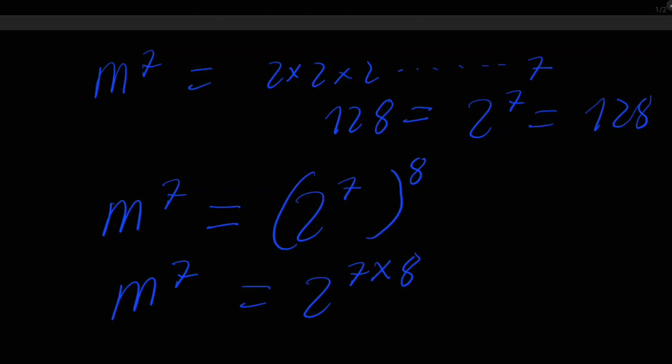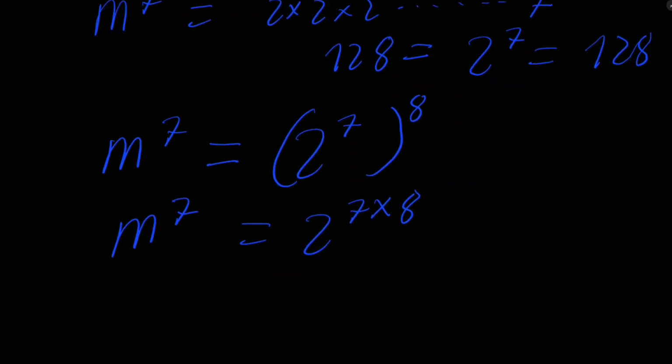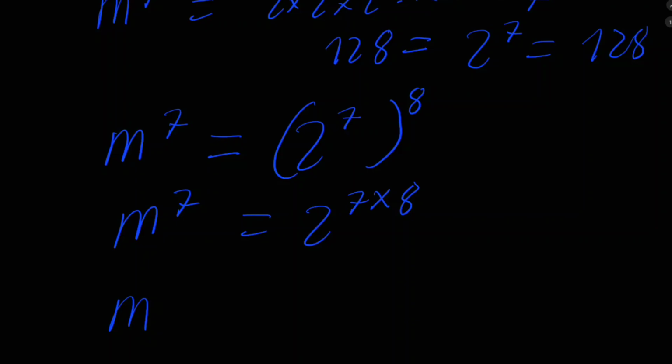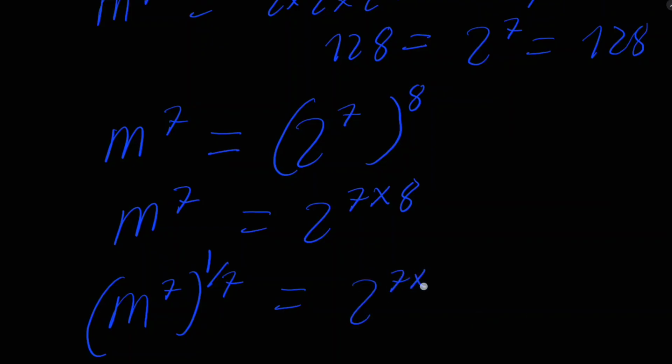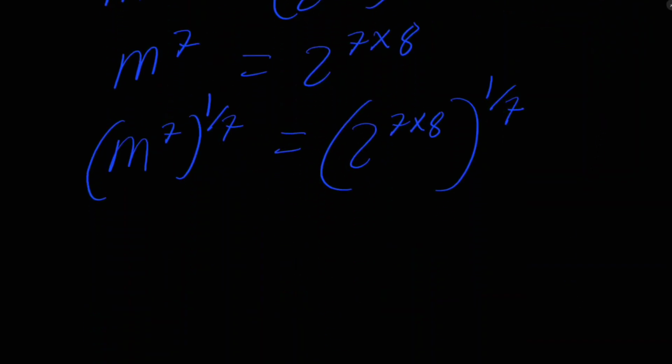Now we look at this and we see that the fastest way to get the value of m is to raise both sides to the power 1 on 7, so m to the power 7, bracket, 1 on 7 is equal to 2 raised to the power 7 times 8, to the power 1 on 7. I don't want to finish the multiplication. From these two, we see that this 7 is going to cancel this 7, giving us m is equal to 2 to the power 8.